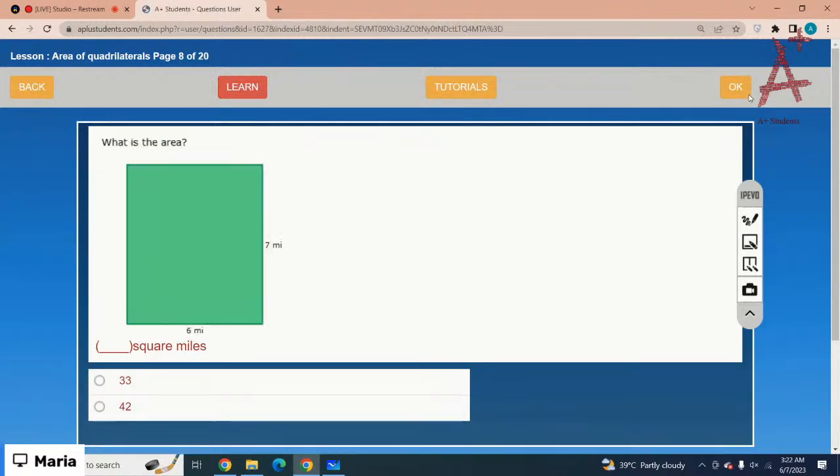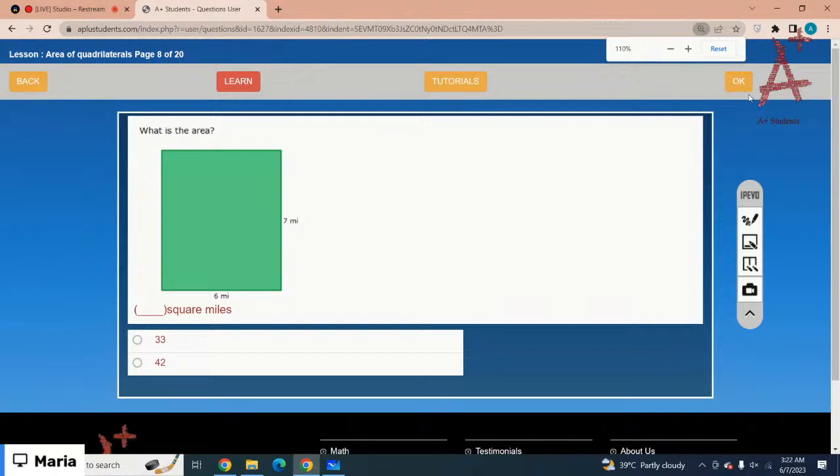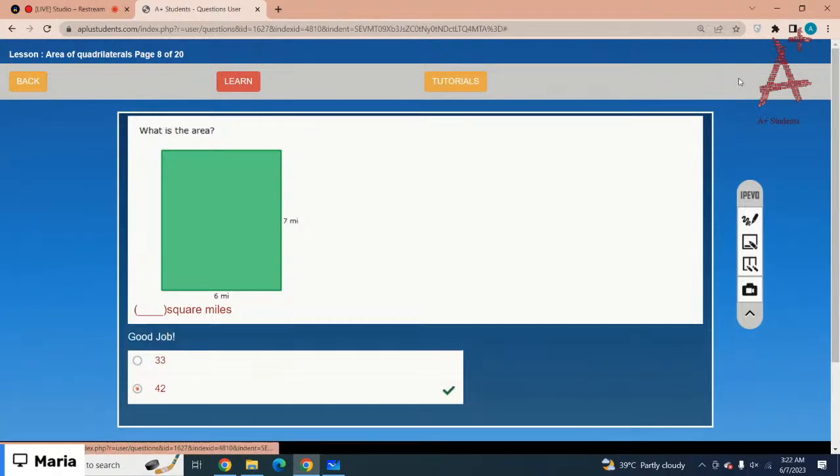Okay, what is the area? You have to do length times width. So you have to do 7 times 6. 7 times 6 is, it would be 7 times 6. That would be 42. So the correct option is 42.